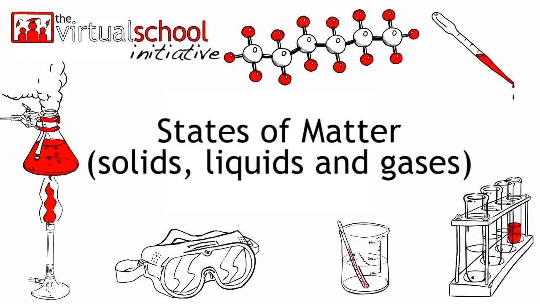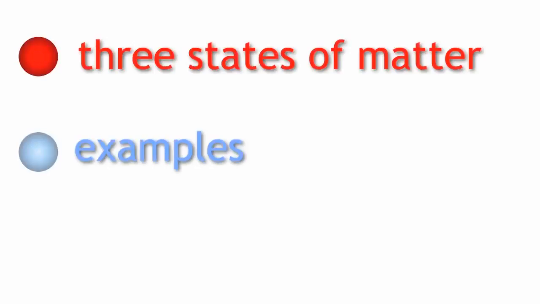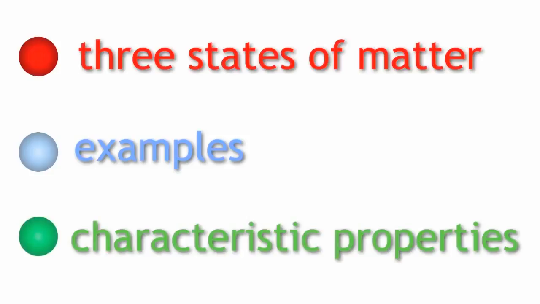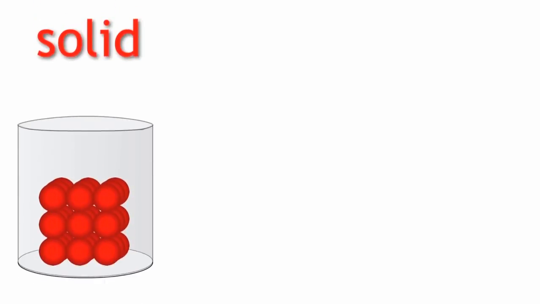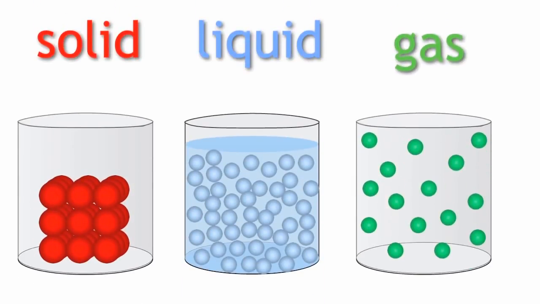States of matter. In this video you are going to learn what the three states of matter are, some examples of each state of matter, and the characteristic properties of the three states of matter. The three states of matter are solid, liquid and gas. Let us look at solids.